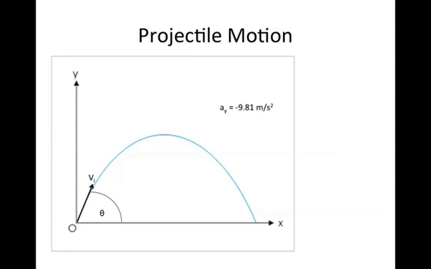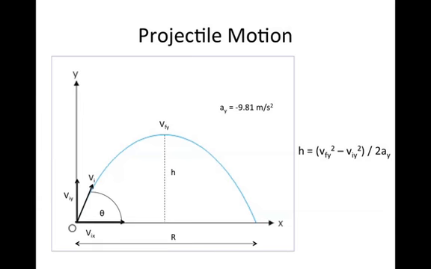The initial velocity can be broken into its vertical and horizontal components, VIY and VIX. Maximum height can be determined by the height equals the velocity final in the y direction squared minus the initial vertical velocity squared, divided by 2 times the gravitational acceleration. And range can be determined by the range equals the initial velocity in the x direction times time.